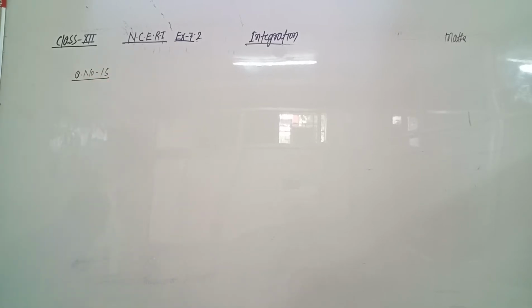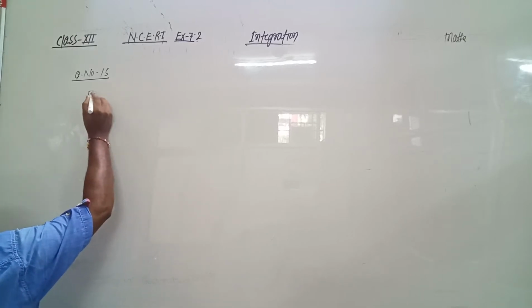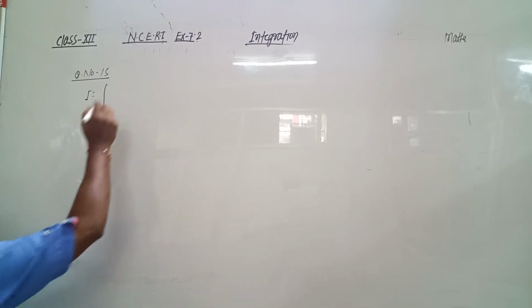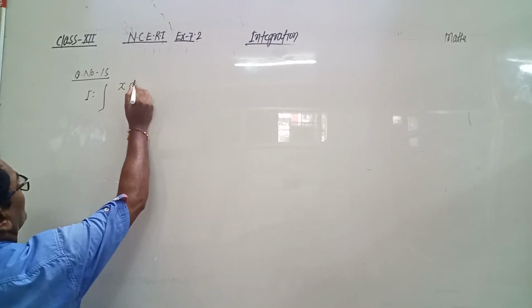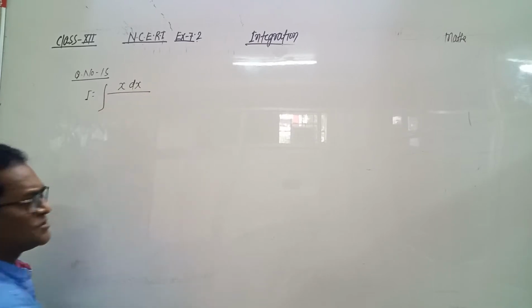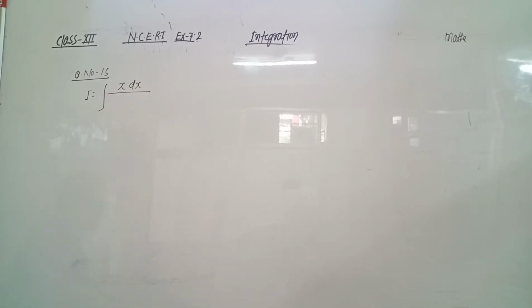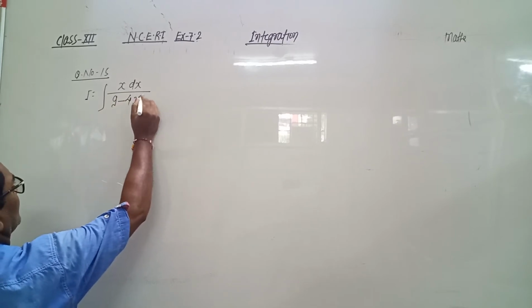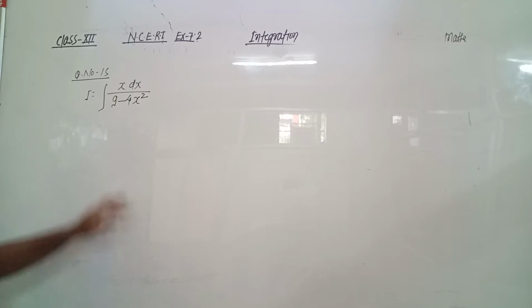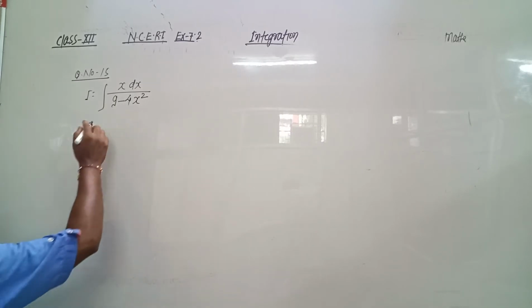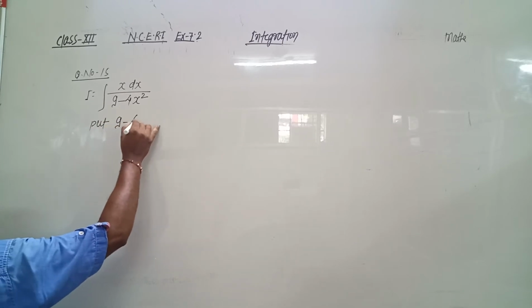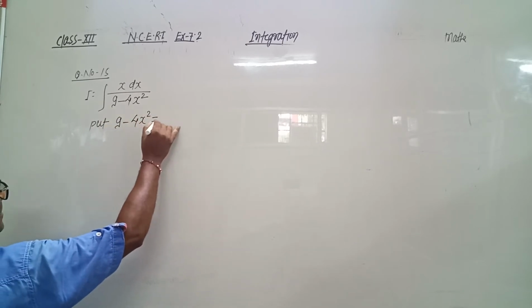I equals integration x dx upon 9 minus 4x square. So we put 9 minus 4x square equals t.